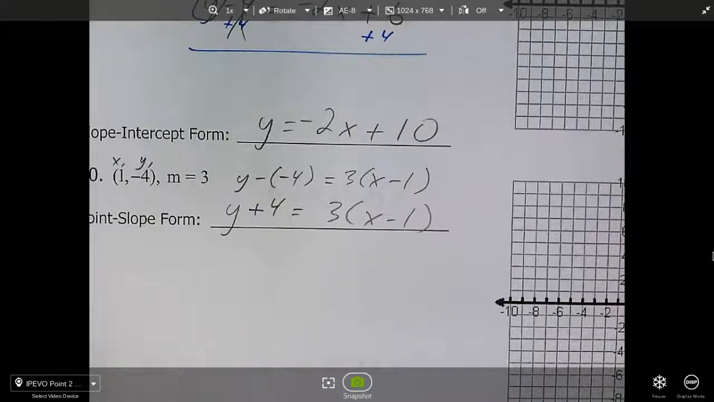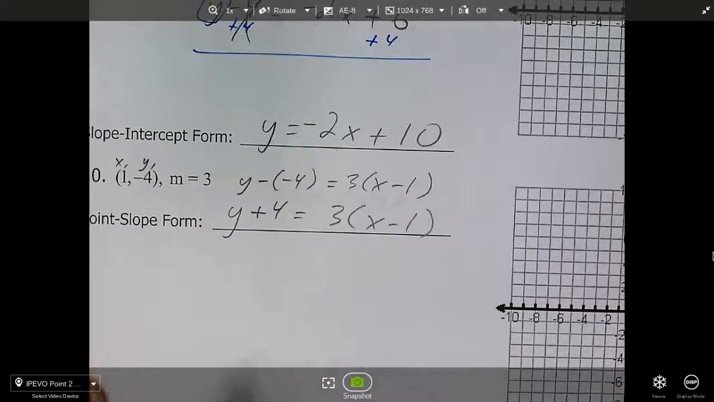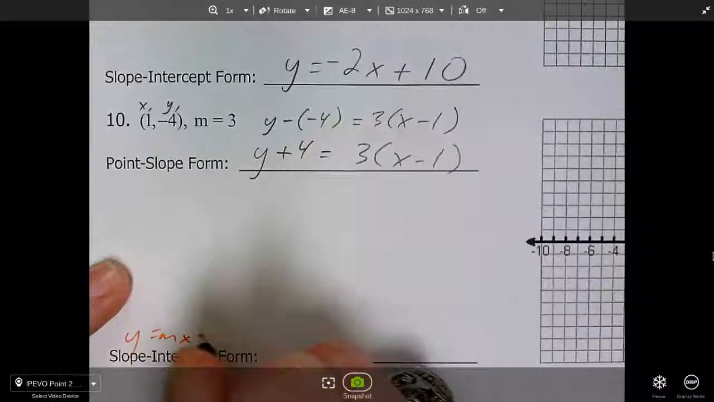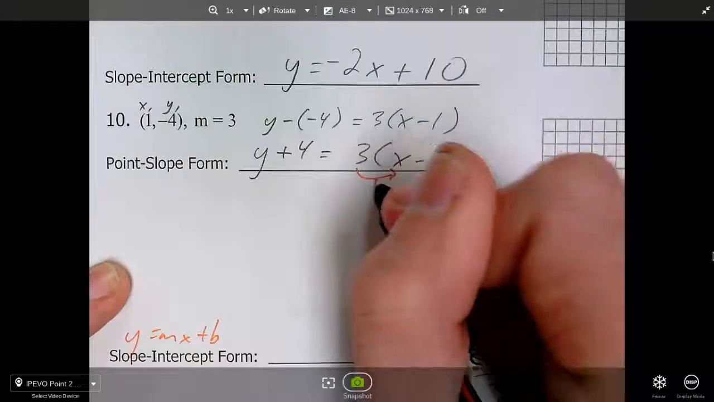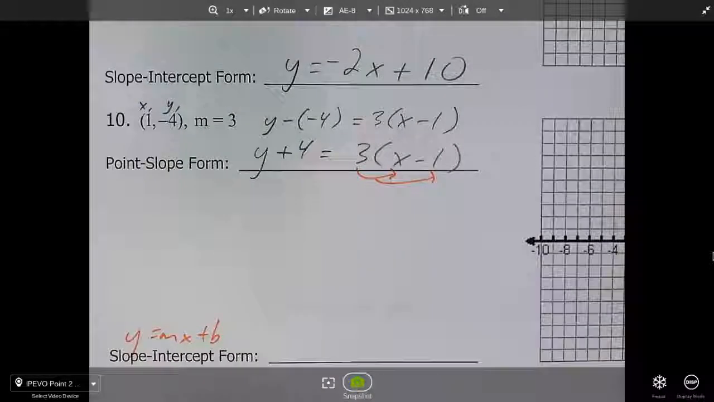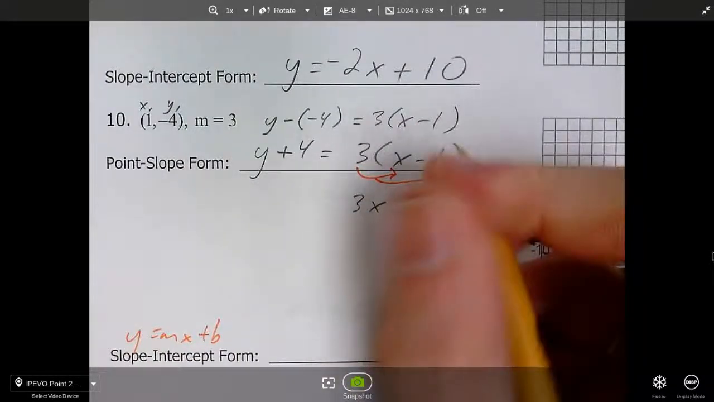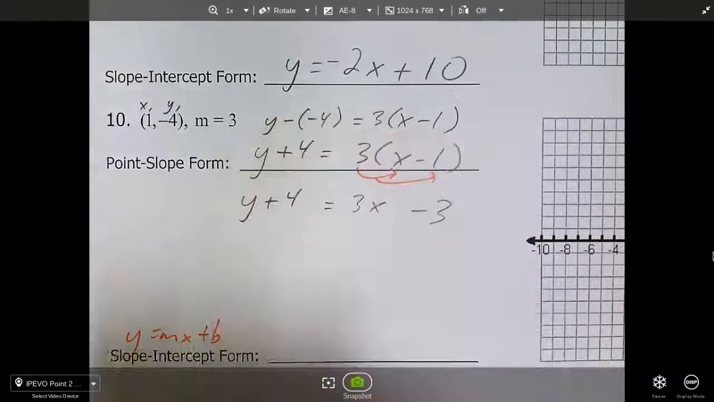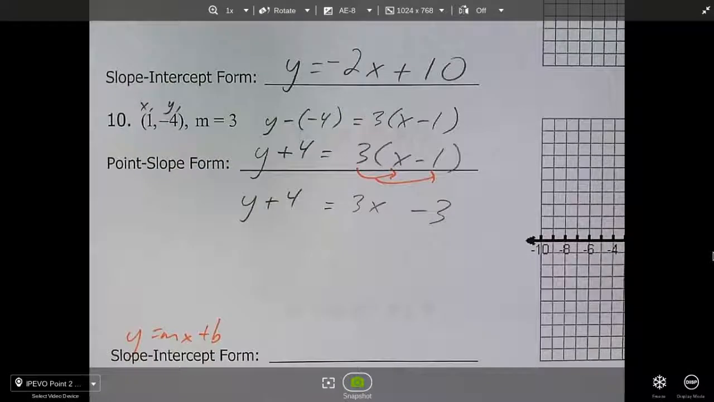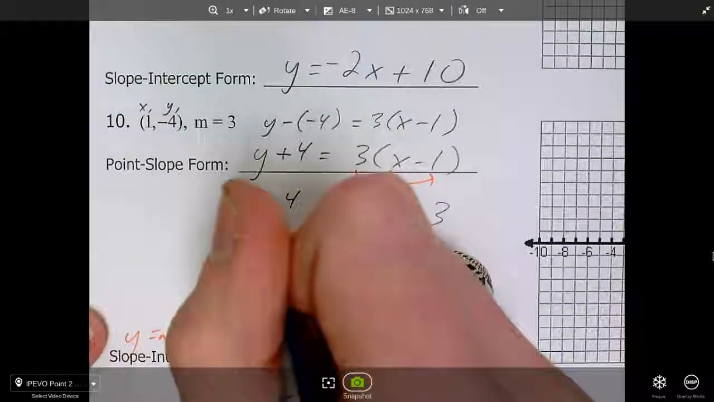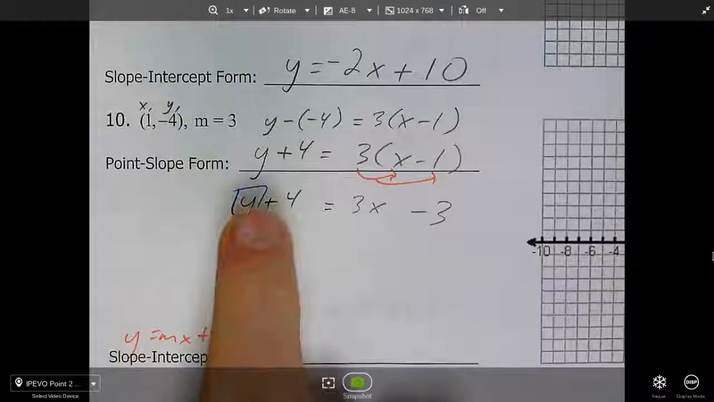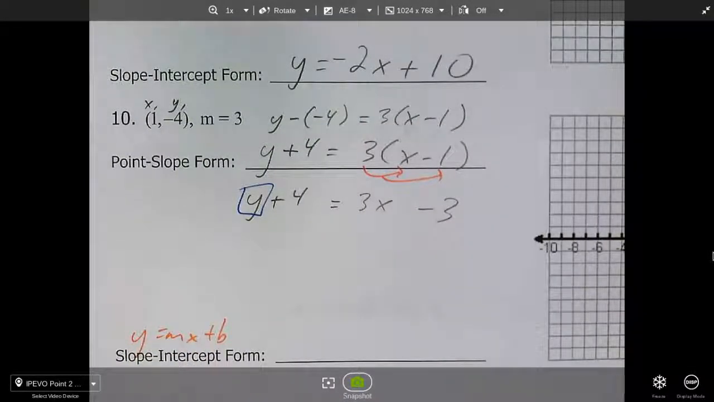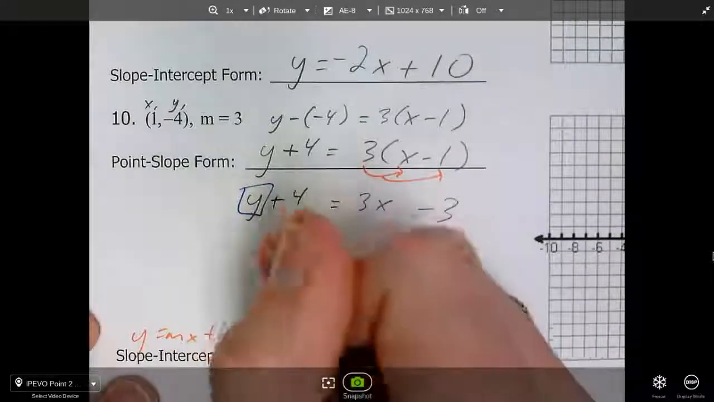Okay, so we need to distribute in order to get it closer to y equals mx plus b. We distribute. So we get 3x minus 3. And bring down our y plus 4. Is y by itself? Just like before. We're almost always going to have a number over here that we need to deal with. Okay, so we'll need to subtract 4 from both sides.